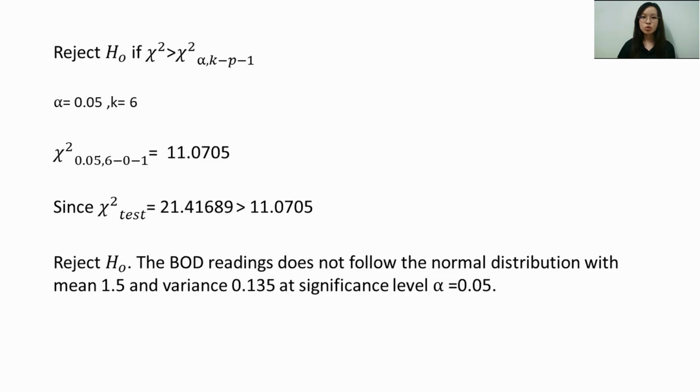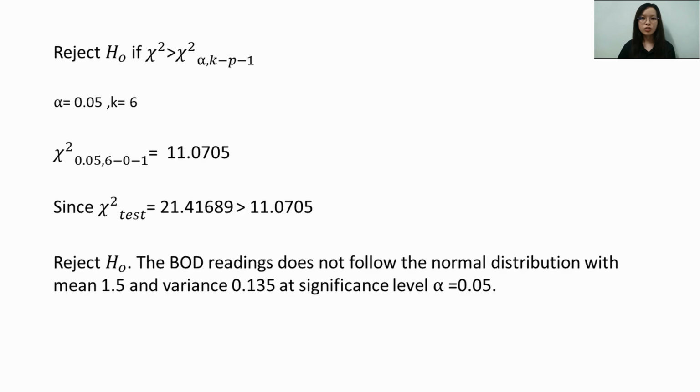The next step is to do our decision rule, which is to reject H0 if the chi-square test is greater than the chi-square alpha, k minus p minus 1. From the chi-square distribution, we can get our chi-square value, which is 11.0705. The chi-square test that we get is 21.41689. Since the chi-square test is greater than the chi-square alpha, which is 11.0705, therefore we reject H0.